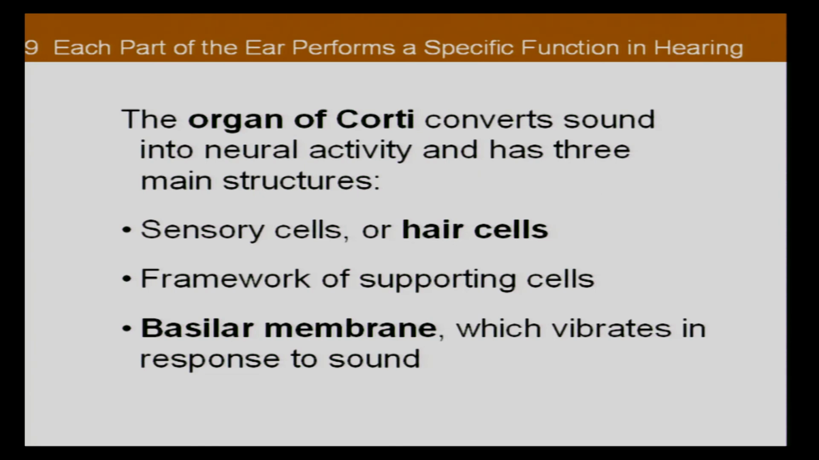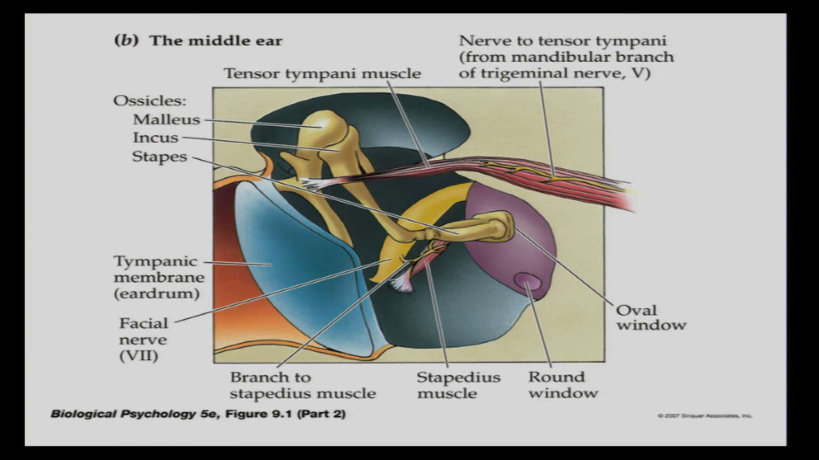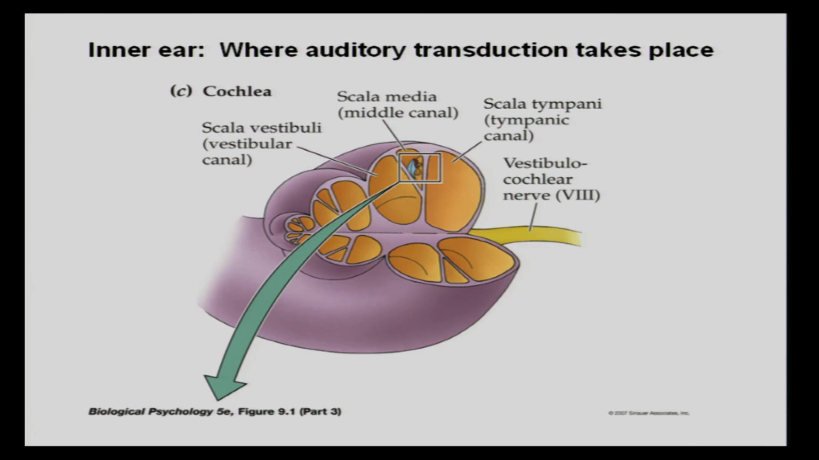The Scala media is home to a key organ in the auditory system called the organ of Corti. The organ of Corti converts sound into neural activity and has, again, three main structures: sensory cells or hair cells, framework or support, and the basilar membrane. And the basilar membrane is what's vibrating in response to the sound. It's vibrating in response to the stapes hitting the oval window. Okay? So let's look at these three main parts of the organ of Corti within the Scala media.